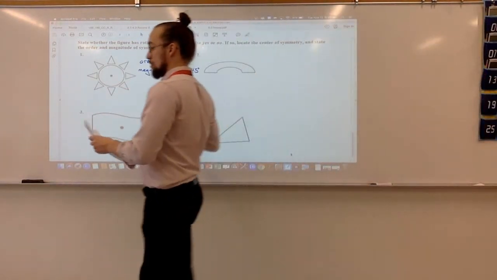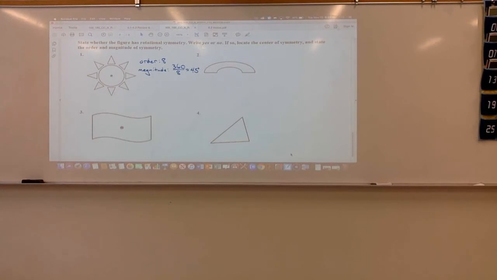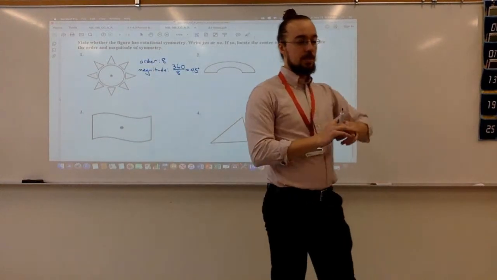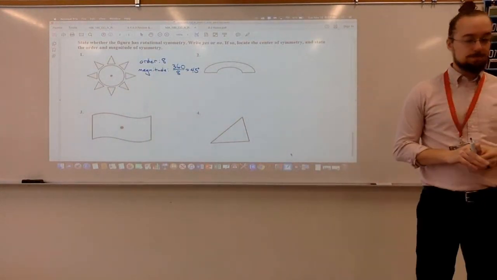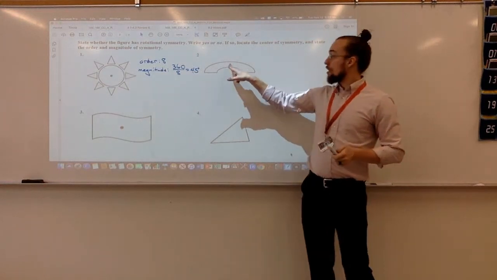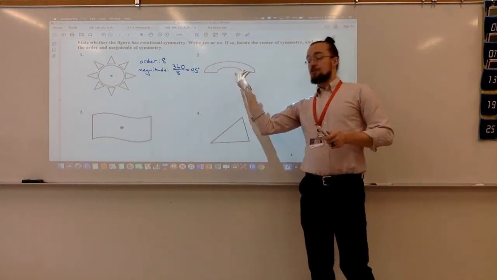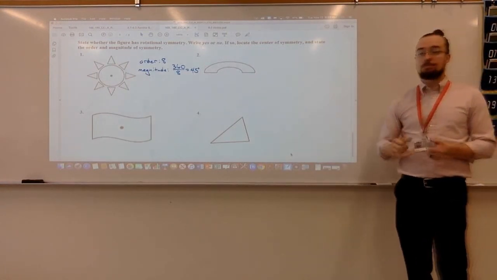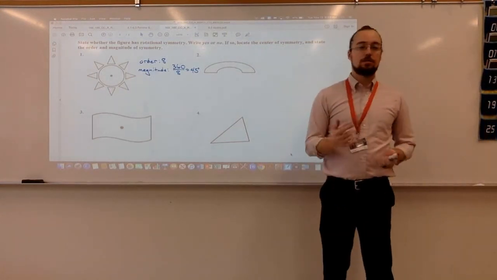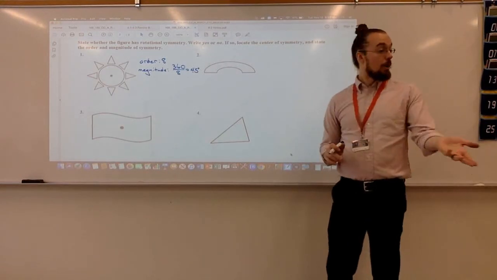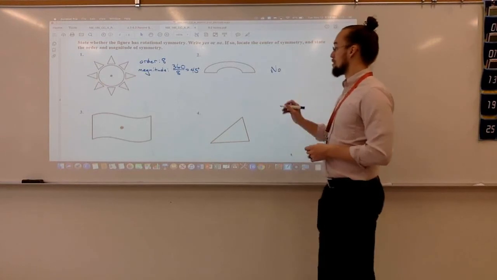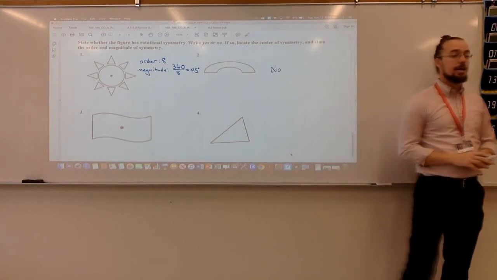Now for number 2, okay, again, think about sticking your finger right in the middle of the figure and turning it, rotating it all the way around. Right? If I stick my finger in the middle and turn it all the way around, will it ever look exactly the same before I get back to where I started? Right, we'd have to go all the way around. So we would say, no, it doesn't have rotational symmetry.